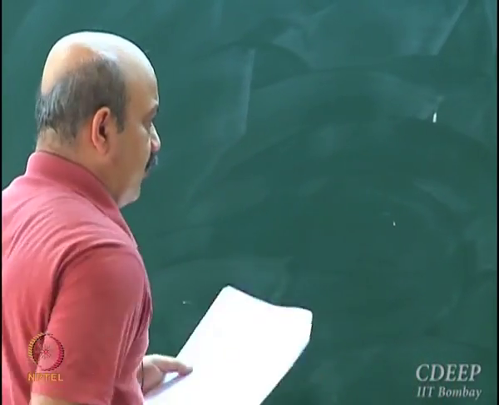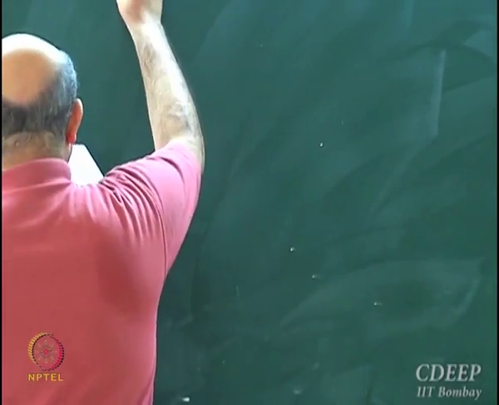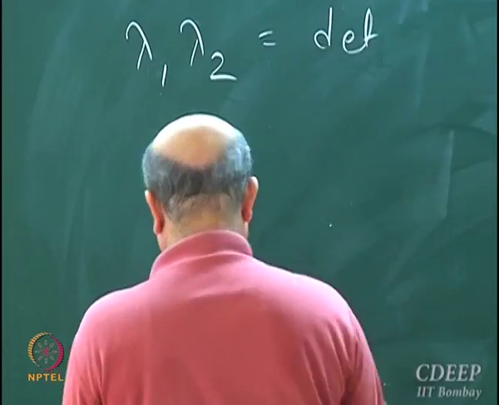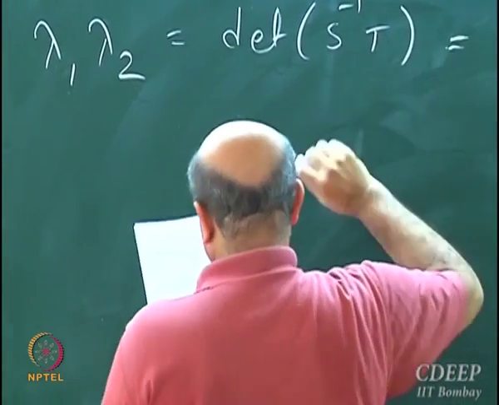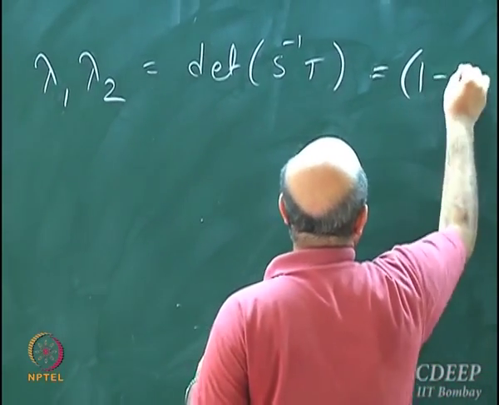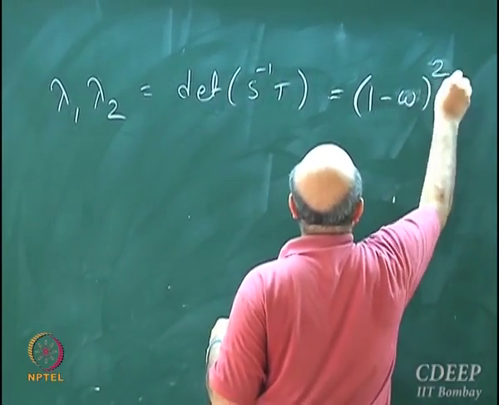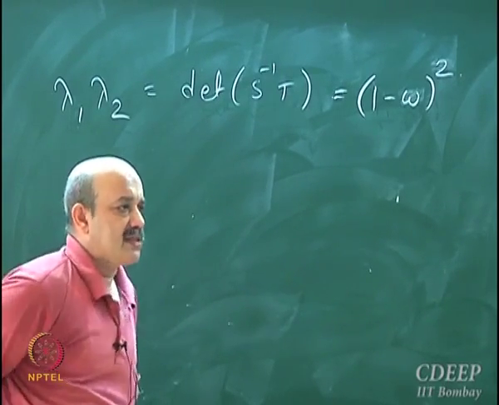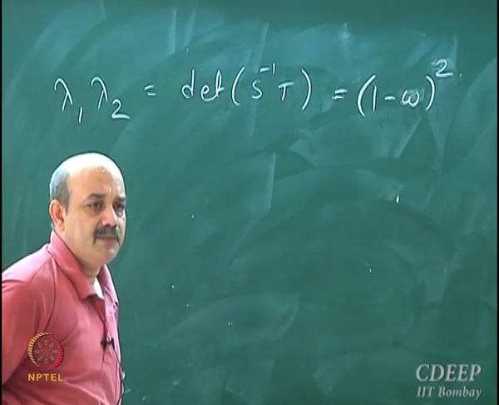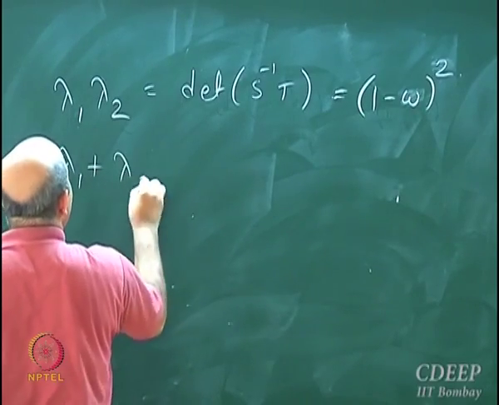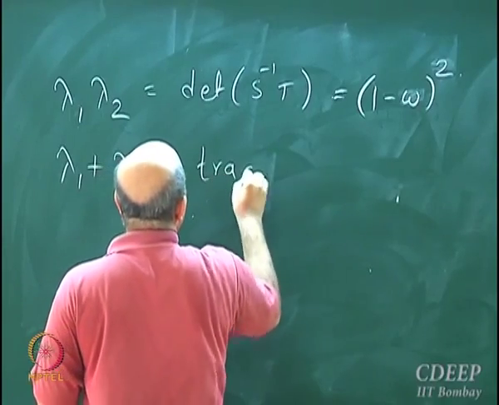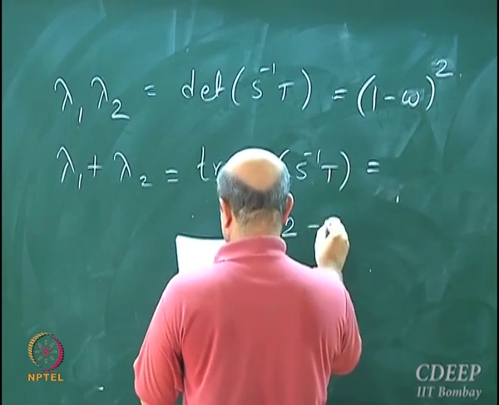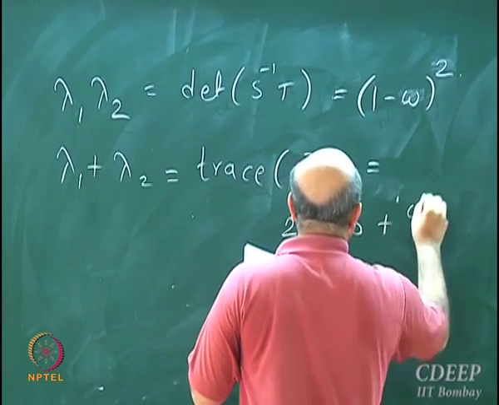Okay, so if you use some properties of matrices, then you know that if lambda 1 and lambda 2 are the two eigenvalues of S inverse T, then their product is equal to the determinant of S inverse T, which turns out to be, in this case, (1 minus omega) whole square. And you know the other property: multiplication of eigenvalues of a matrix is the same as the determinant, and the other property is the trace. So lambda 1 plus lambda 2 is equal to the trace, which will turn out to be 2 minus 2 omega plus omega square by 4.